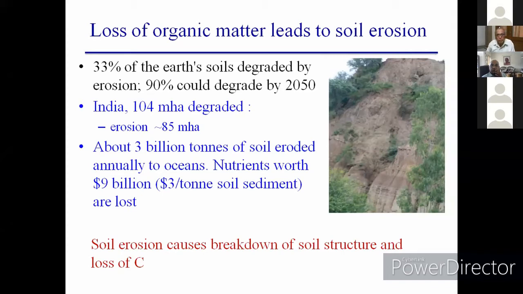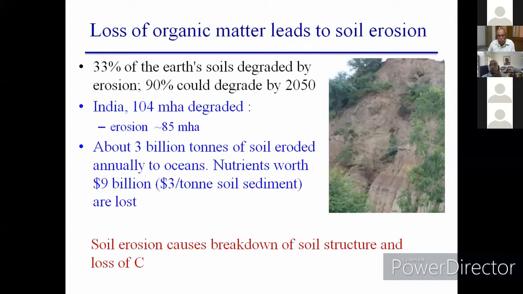And it is estimated that if we continue with the processes we have today, we can even degrade our soil up to 90% by the year 2050. And India has quite an appreciable amount of degraded soils, which have potential for carbon storage and carbon sequestration. About 104 million hectares of land in India is degraded, and erosion-affected soil is 85 million hectares.